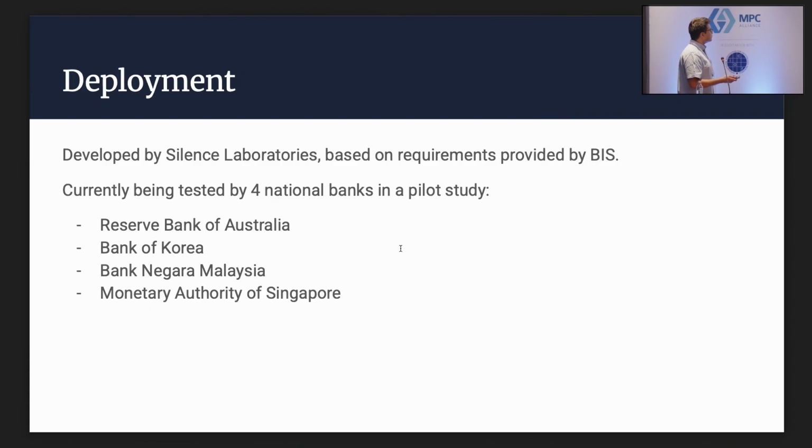Right, so the library that we built is currently being tested in a pilot study by these national banks, these central banks. I think the Australian bank and the Korean bank have some specific use case, and the Malaysian bank and the Singaporean bank have some specific case for which they're using these checks.